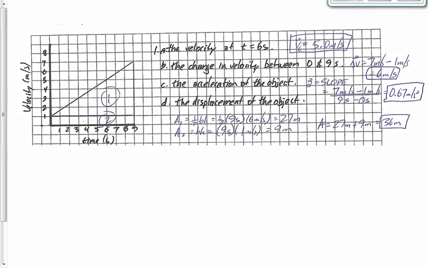You get the velocity by going up and over. You get the change in velocity by subtracting those. You get the acceleration by dividing the change in velocity by the time. And then the displacement, that's the only other real tricky thing here, because it doesn't really flow from the other ones. You've got to find the area between the x-axis and the line to get the displacement.